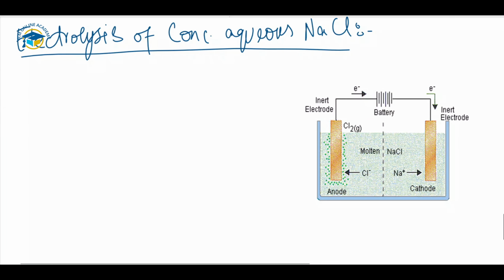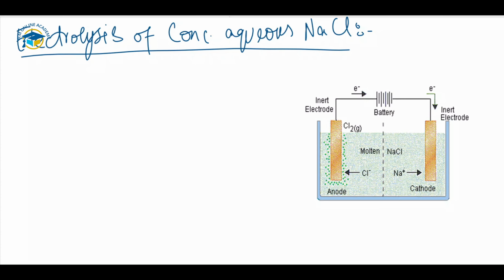Concentrated aqueous sodium chloride is a strong saltwater solution with a high amount of sodium chloride dissolved in the water. So this is the apparatus, or the electrolytic cell, for the electrolysis of concentrated aqueous sodium chloride. Since sodium chloride is an ionic compound, we have to dissolve it in water for the conduction of electricity, because in the solid state ions are present in fixed form and do not conduct electricity. So by doing this, the ions in the sodium chloride dissociate into the water.